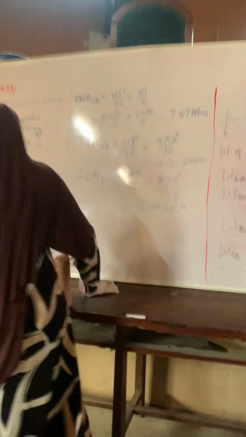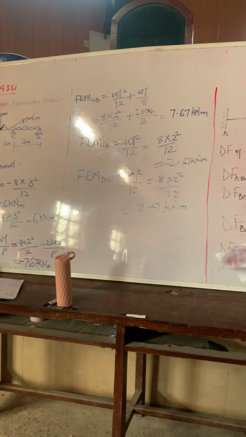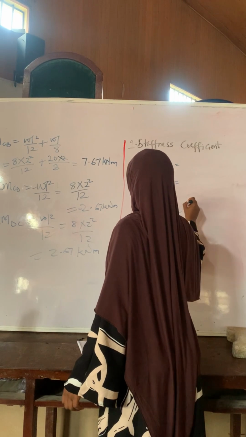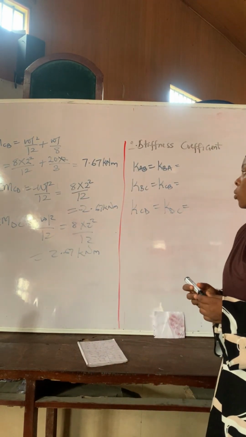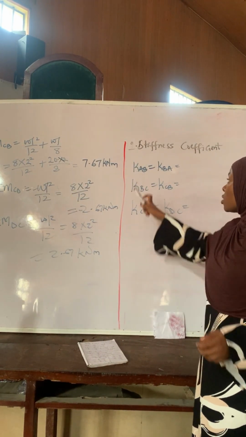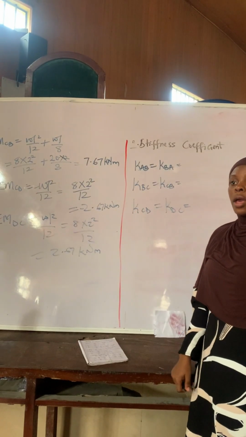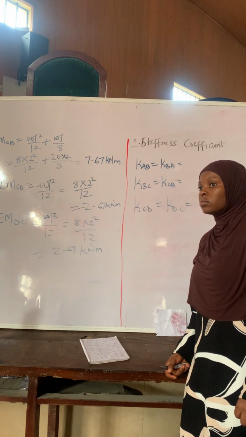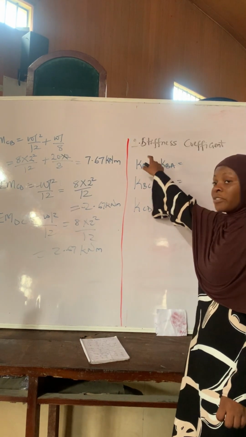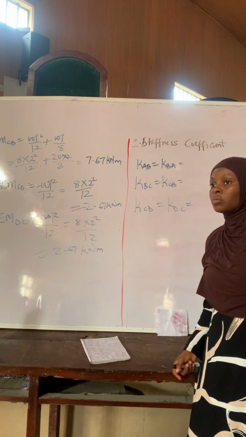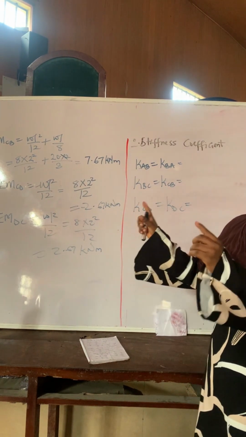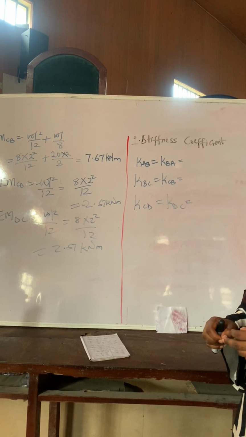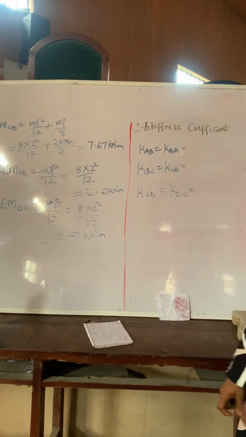So we are done with this. So let us move to our stiffness coefficient for fixed elements. I'll be going one by one, so tell me. What is our stiffness? Our K equals KBA. What is the formula? Let us go to the next one. K, our stiffness coefficient for span AB, not distribution factor, stiffness coefficient for span AB.